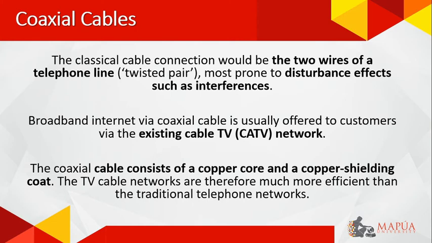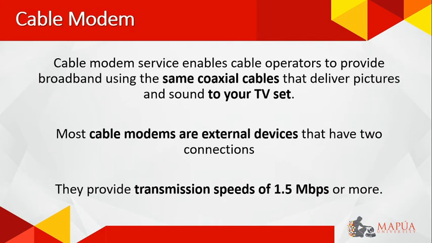The classical cable connections would be the two wires of the telephone line, twisted pair, most prone to disturbance effects such as interference. Broadband internet via coaxial cable is usually offered to customers via the existing cable TV network. The coaxial cable consists of a copper core and a copper shielding coat, and the TV cable networks are therefore much more efficient than the traditional telephone networks. Next is a cable modem.